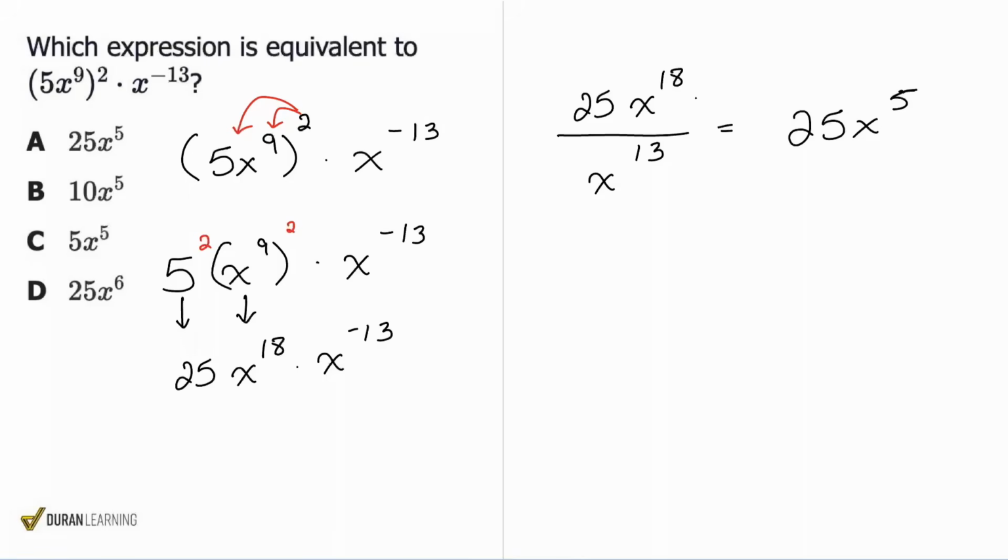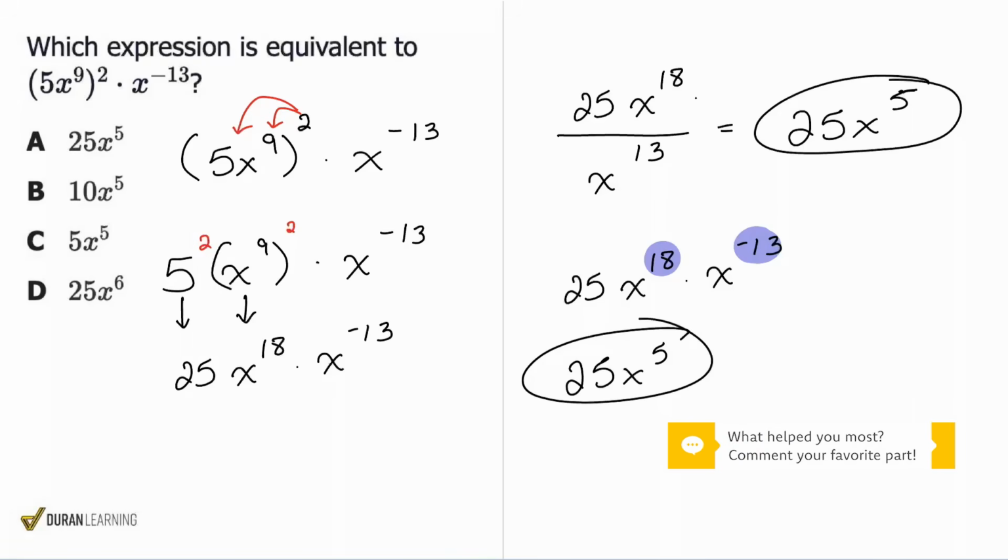Another way of looking at it, allow me to repeat this again. Another way of looking at this is by applying our product of powers law. We are multiplying powers with the same base. And so what we'll do is we'll add these exponents. Everyone, 18 plus negative 13, that's the same thing as saying 18 minus 13. Adding a negative is the same as subtracting. And so what we have is 25x to the power of 5. 18 minus 13 is 5, and so we can get the same correct answer that we did. So the correct answer here, everybody, is regardless answer choice A.